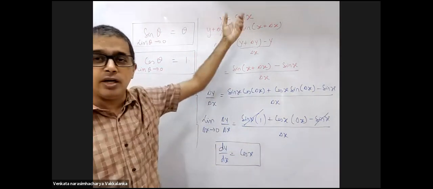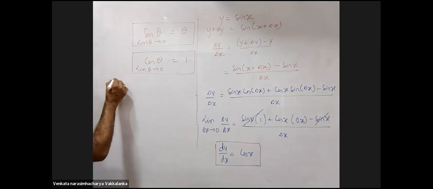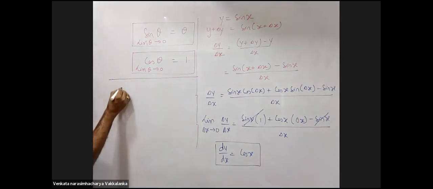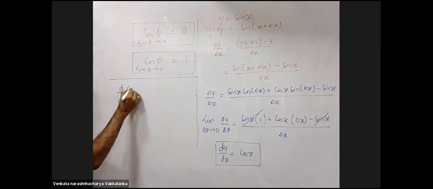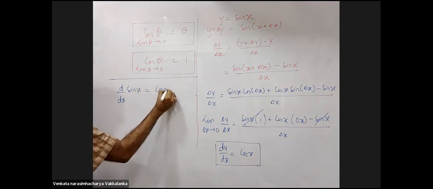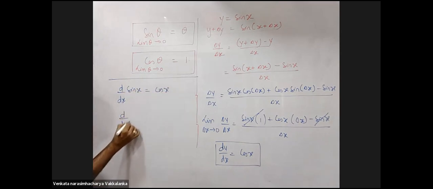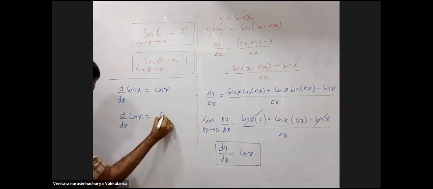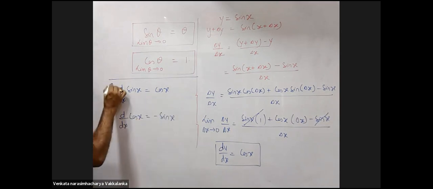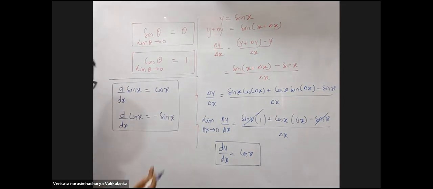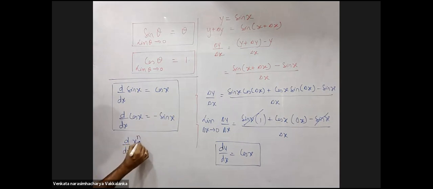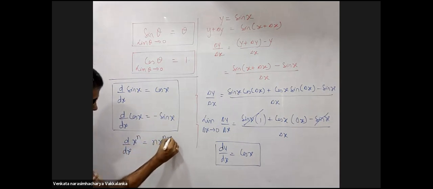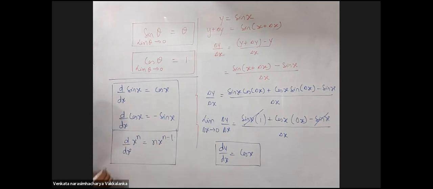Exactly the same way I can do for cos x. d by dx of sin x is cos x. d by dx of cos x is minus sin x. Something that you people will have to remember along with the formula d by dx of x to the power n is n x to the power n minus 1. Take it down till here.